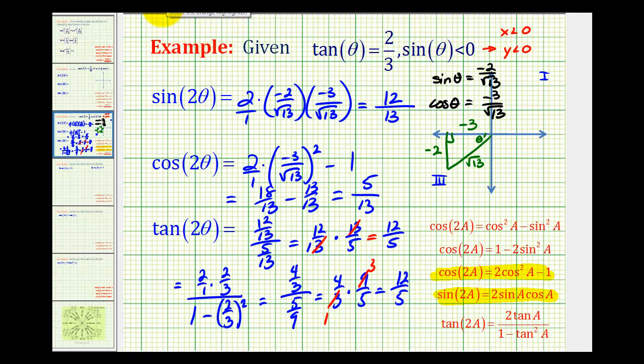So regardless of which method we use, the result is the same. I hope this was helpful.